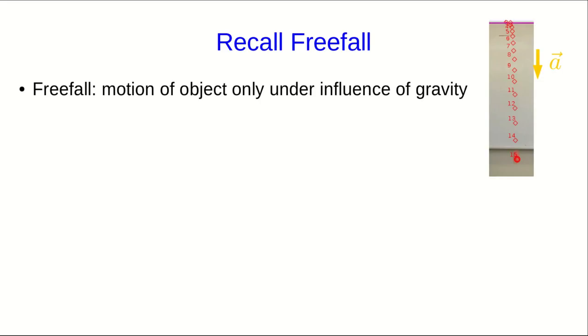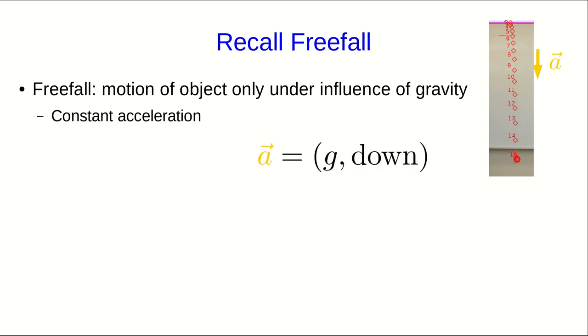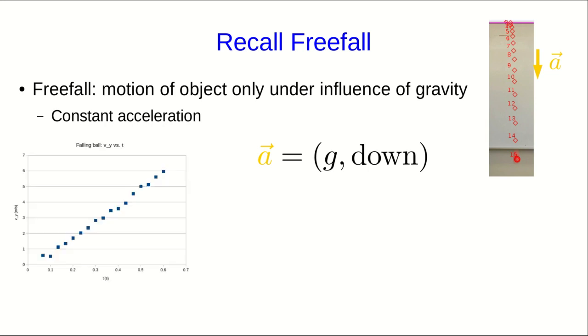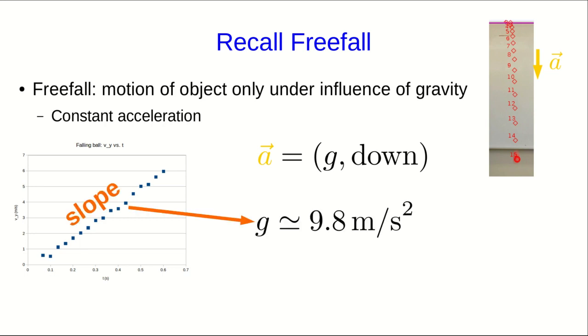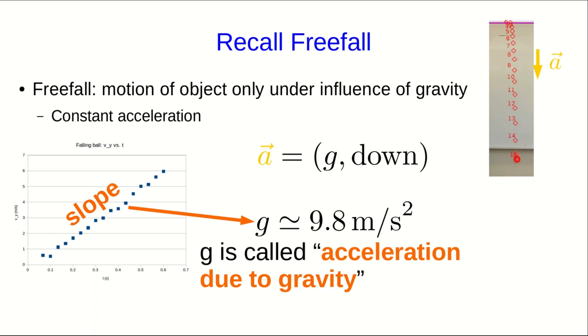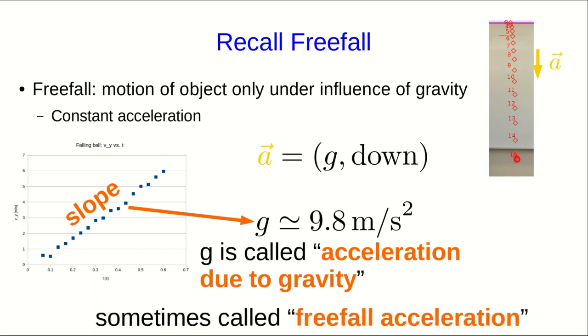To see what's going on here, I want to remind you of something we've already seen, which is freefall. That's the motion of an object which is only under the influence of gravity. And we've seen that in freefall, the acceleration is constant, and it has a very specific value. It points down, and we can measure it, say, from v versus t data, and find the value of this g, which we call the acceleration due to gravity. And it's also sometimes called the freefall acceleration.